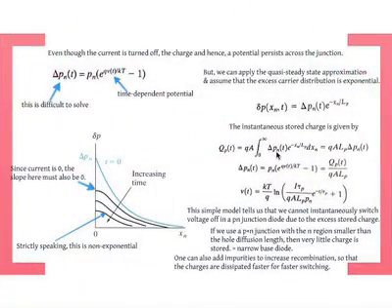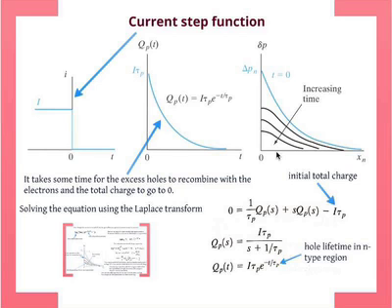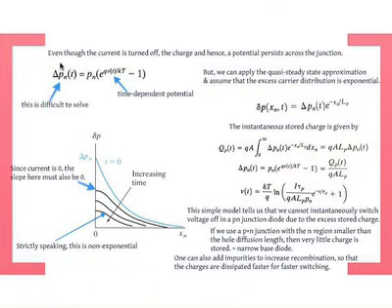Now, again, the goal here was to understand how the voltage changes, because we are trying to understand the switching characteristics. How fast or how slowly does the voltage change? Of course, we have to calculate the voltage by looking at the distribution of the carriers, because we have a very simple expression which relates the carrier distribution to the voltage across the junction. This is something we derived before. So again, even though the current is turned off, the charge and hence the potential persists across the junction. It lags behind the current.